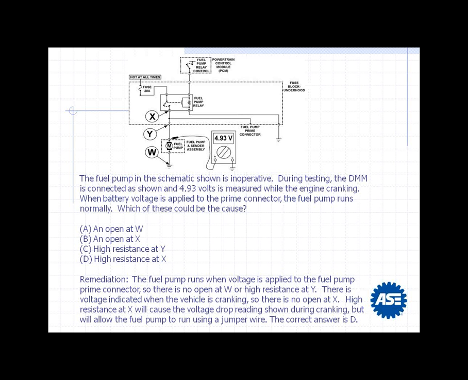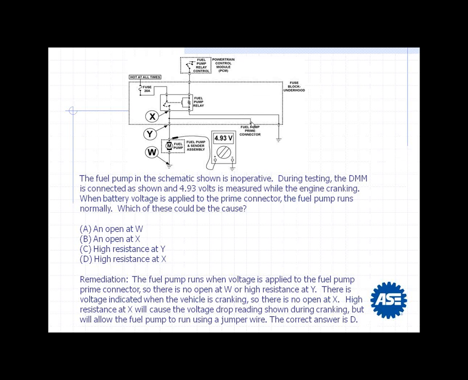Now, here's the situation. This question, a lot of folks would think this is tricky, but this is a real-world electrical diagnosis. Okay, high resistance at X will cause the voltage drop reading shown during cranking, but it will allow the fuel pump to run when we apply B plus to the prime connector using a jumper wire. And why is that?